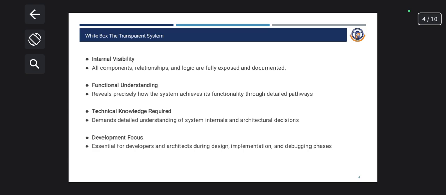These perspectives require technical knowledge because you need to understand the system's internals and architectural decisions. The white box is especially important for developers and architects during the design, implementation, and debugging process. It helps them find issues, optimize performance, and improve the systems. So remember, white box equals focus on structure and internal workings, not just behavior. So this is known as white box.